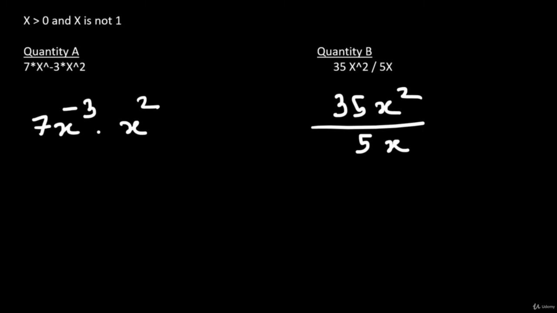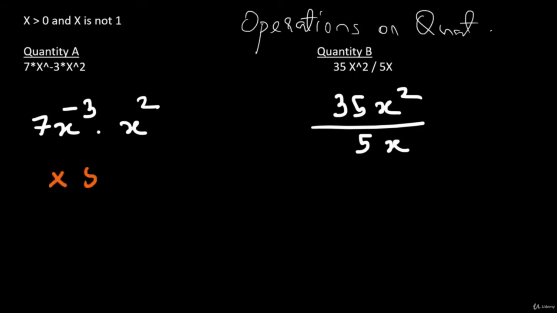Alright, we are back. I hope you have given it a try. Let's do it together. Now, let's perform operations on the quantities. Let's apply this technique to solve this question. Alright, now if I multiply both the quantities with 5x, and remember, I can do that because it's given that x is greater than 0. So I know that 5x will be positive. So I'm multiplying with a positive number, and I can do that, right?